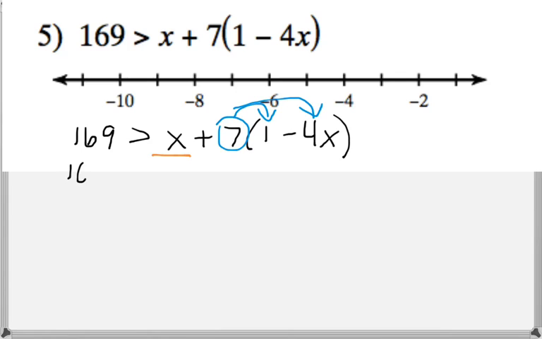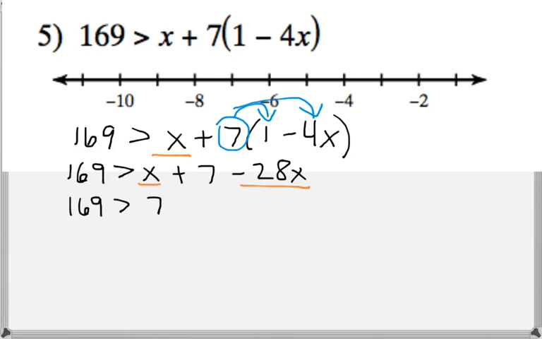So we have 169 is greater than our x. 7 times 1 is 7. 7 times negative 4 is a negative 28x. Now we can look to combine like terms. So that x minus the 28x, we have 169 is greater than the 7 minus 27x.